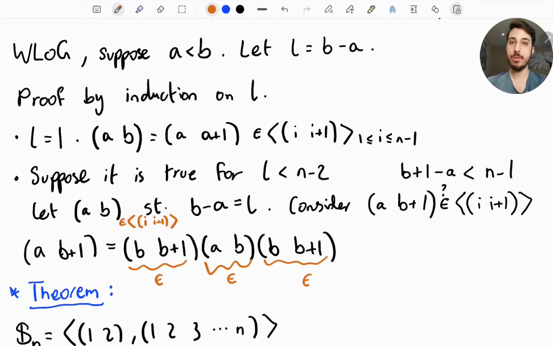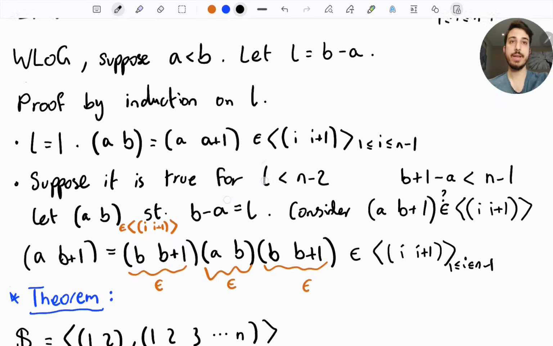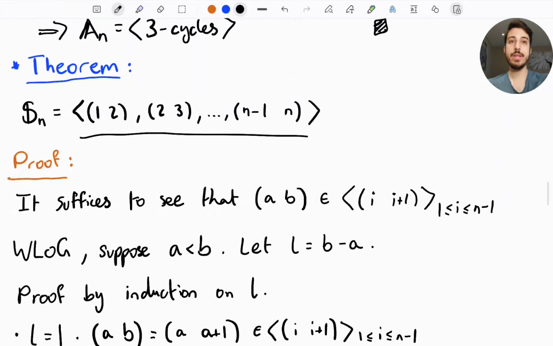So because it's a subgroup, because these three are elements, then the product of all these three has to be an element as well. So this all is an element of the subgroup generated by (I, I plus 1) for all I between 1 and n minus 1. And therefore this transposition here is an element of this subgroup, and we have completed our proof by induction. So that means that Sn is generated by these consecutive transpositions.